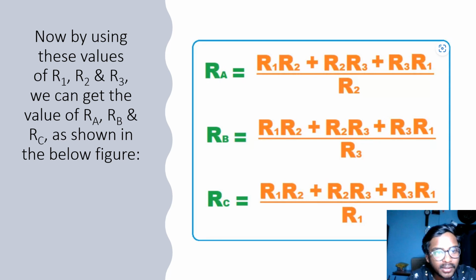Now by using these values of R1, R2 and R3, we can get the values of Ra, Rb and Rc as shown in the below figure. Ra equals (R1R2 plus R2R3 plus R3R1) by R2. Rb equals (R1R2 plus R2R3 plus R3R1) by R3. Rc equals (R1R2 plus R2R3 plus R3R1) by R1.